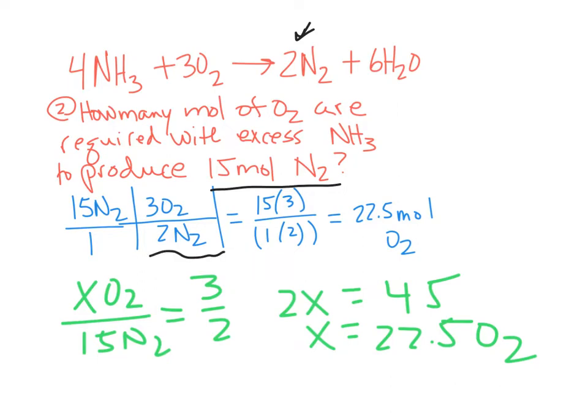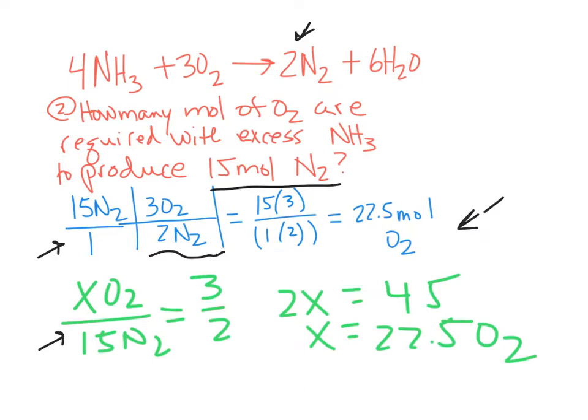In this problem, how many moles of oxygen are required with excess NH3 to produce 15 moles of N2? We set up this dimensional analysis problem and determined that we need 22.5 moles of O2. Some of you are having trouble with the dimensional analysis, so I'm trying to help you understand that you can set up comparable ratios throughout this whole process. It's just a little more tedious.